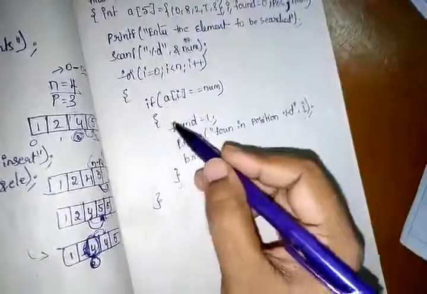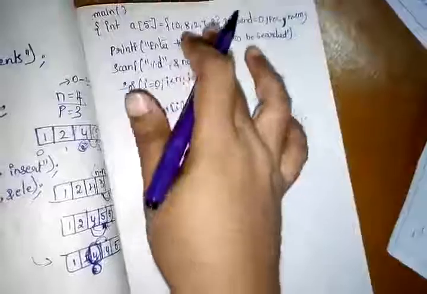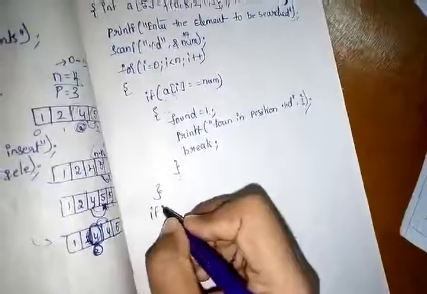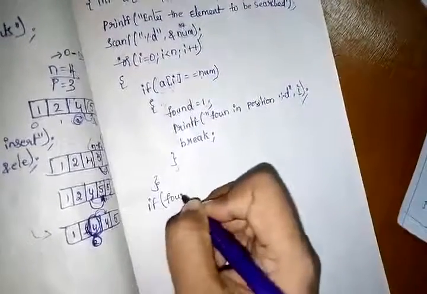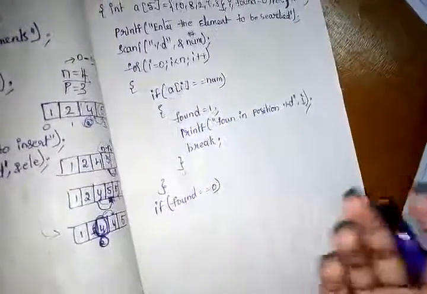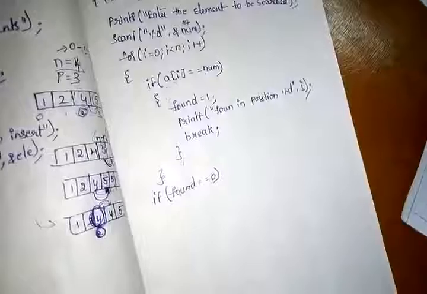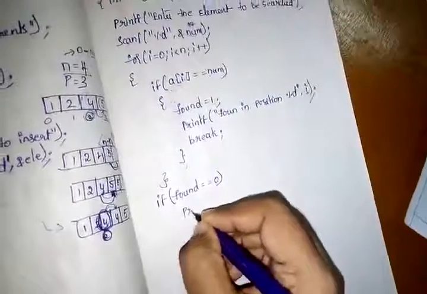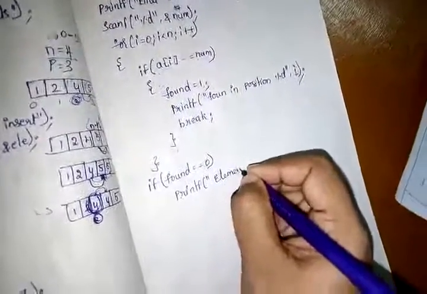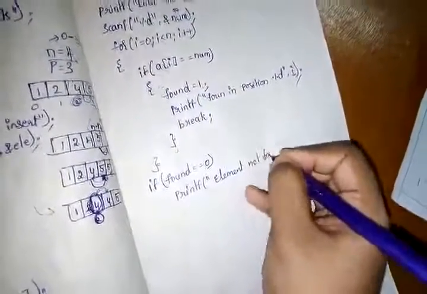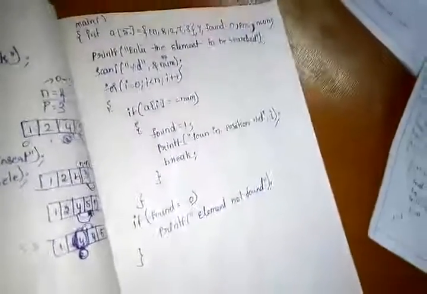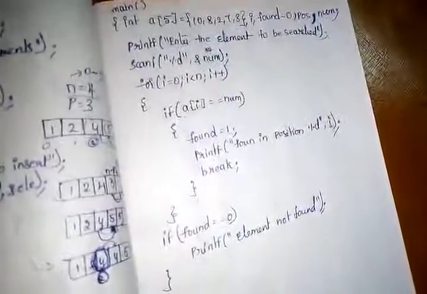This found will never become 1 if the element is not present. So finally, after completing the search, you just write: if found equal to 0, that is, this statement never executed, you can confirm that the element is not present. So if found equal to 0, then you can print "element not found" and close the main. So this is about linear search.